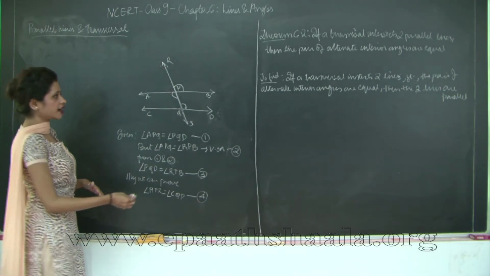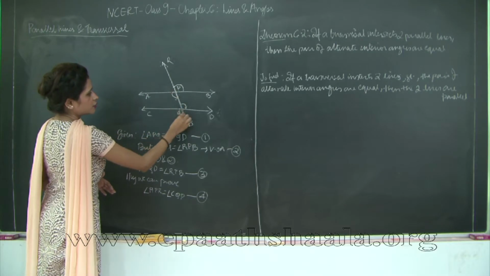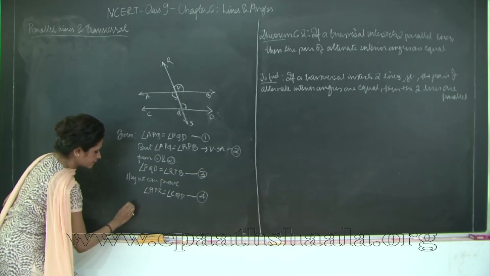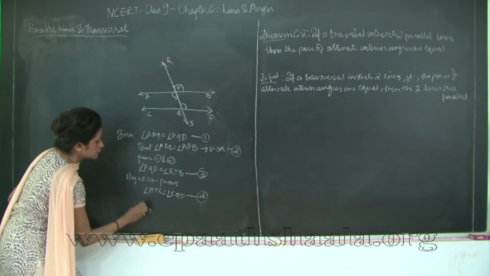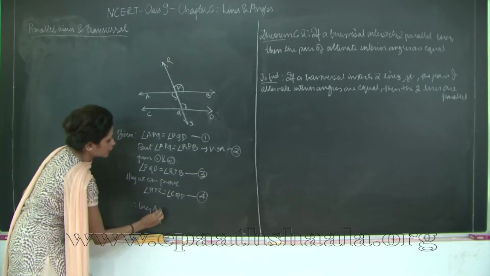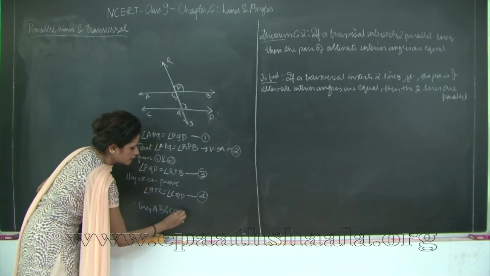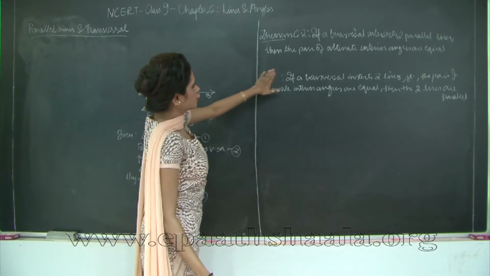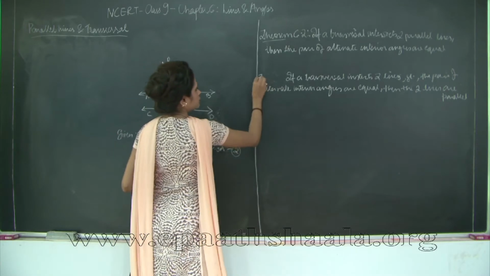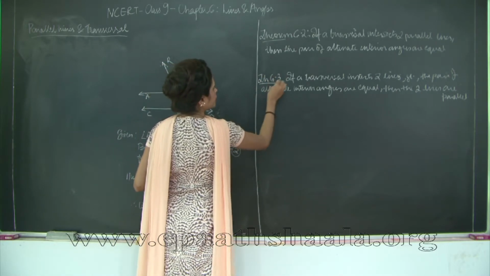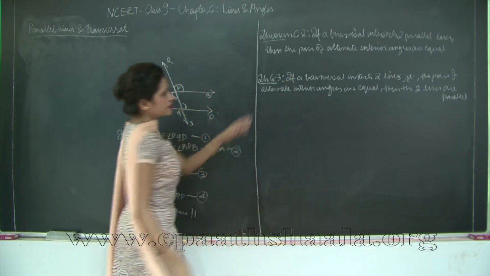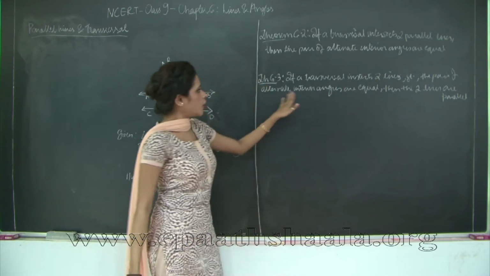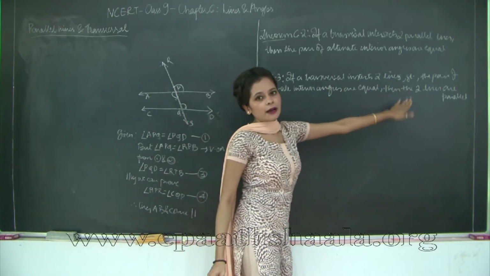Similarly, you can prove for the other angles also. That is, this angle is equal to this angle and this angle is equal to this angle. Therefore, what can we say? That lines AB and CD are parallel. So this becomes your theorem 6.3. If a transversal intersects two lines such that the pair of alternate interior angles are equal, then the two lines are parallel.